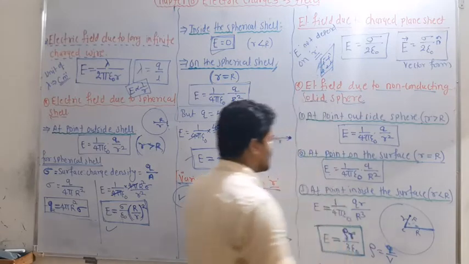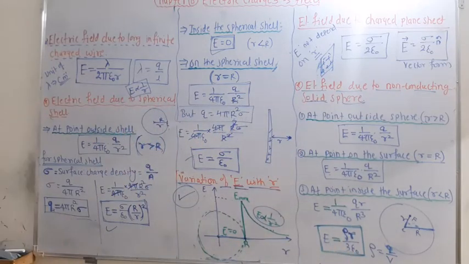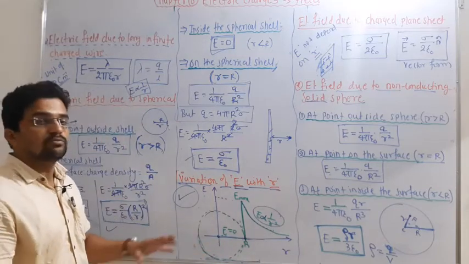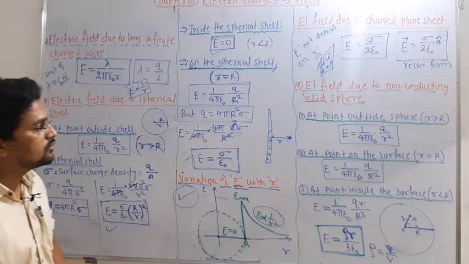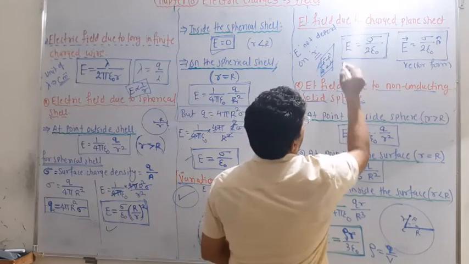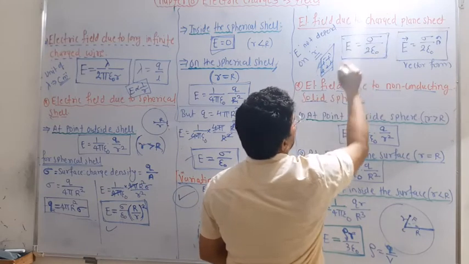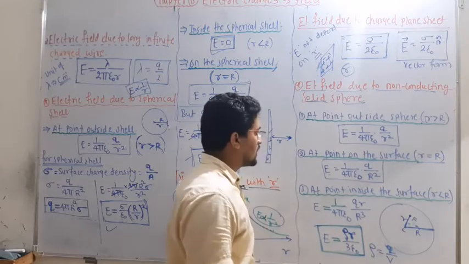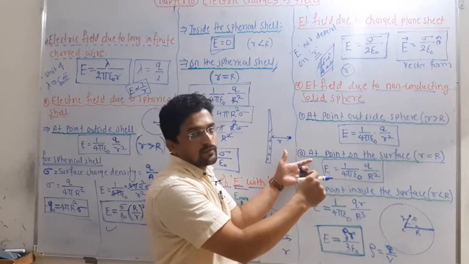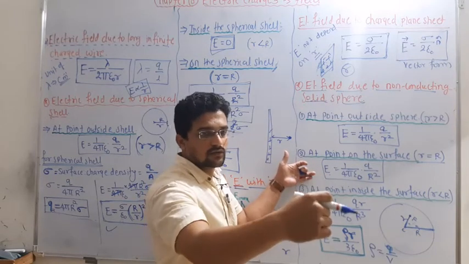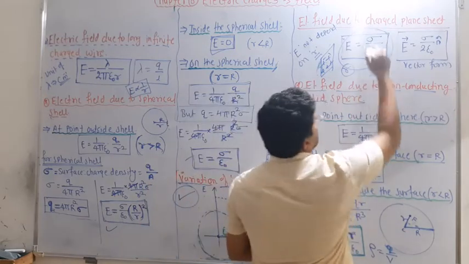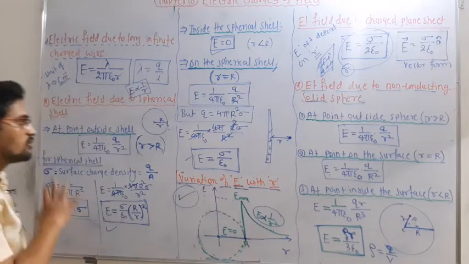So these are some important points regarding the first topic. Remember all these equations, they are very important. Revise them once or twice. The electric field due to a plane sheet does not depend on R. If this is the plane sheet, the electric field here, here and here is σ/2ε₀, and it does not depend on R. That's why there is no R in this equation. This is all about the first topic.